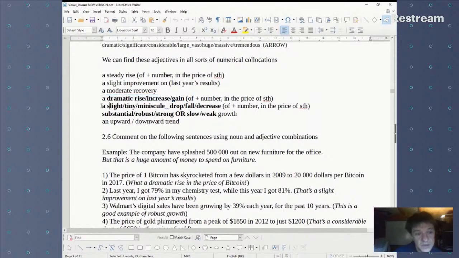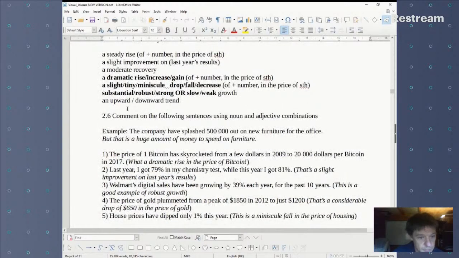We talk about a slight, tiny, minuscule drop, fall, or decrease of plus number or in the price of something. We talk about substantial, robust, or strong growth, or we might talk about slow or weak growth. And we talk about an upward trend or a downward trend. Okay, I hope that they're all clear, and I hope you can see they're all very useful words for any time you're describing something involving figures.